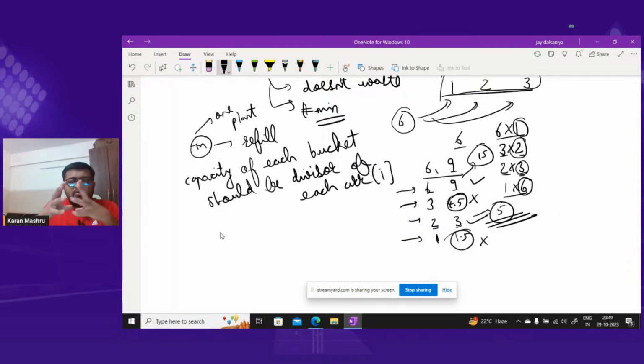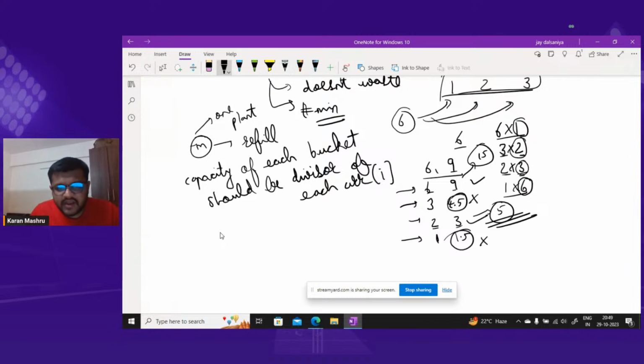Right? So now we know that the bucket size should be the same for all the buckets. And we do not want to waste water, and one bucket can be used to water only one plant, right? So the bucket size should be a divisor of each element of the array. Now if I want to use the minimum number of buckets, then I need to choose a number which is a divisor of all the elements of the array, and its value is as large as possible.